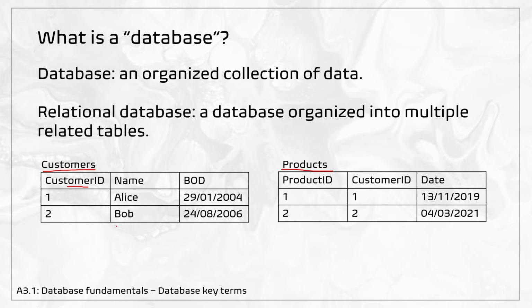If we wanted to add a new entry into the customers table, so for example, we have Charlie with some date of birth, she will get a customer ID of 3. And this would increment every time you would add a new customer into this table.